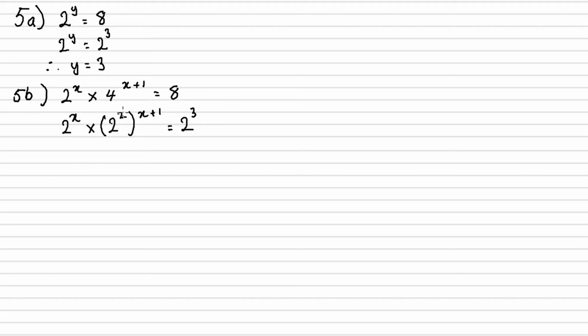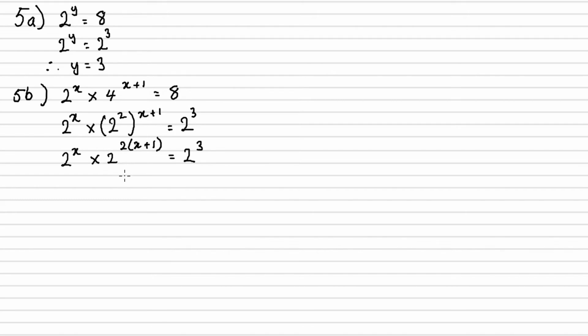Now I know when I have a power raised to another power, you multiply the two powers together. So on my next line, I'm going to say 2 to the power of x times 2 to the power of 2 bracket x plus 1. And it's important that I use the brackets here because the 2 is not only being multiplied by the x, it's being multiplied by the 1 as well. So that bracket is essential.